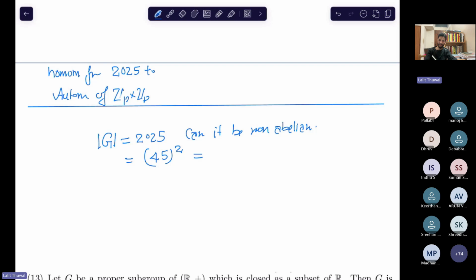So you know that trick, right? How to find the square of some 2-digit number that ends with 5? If you don't know, you should know it. Okay. So must it be non-abelian? Sorry, must it be abelian? Or you can give some example which is non-abelian.